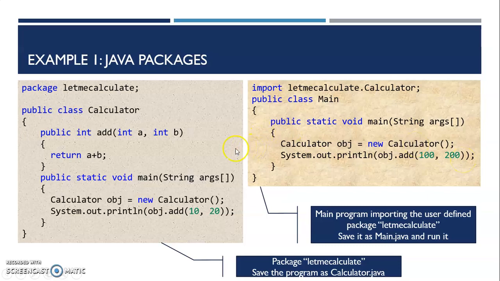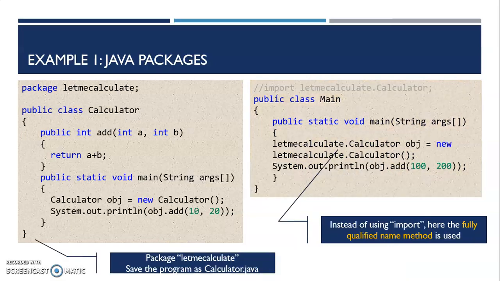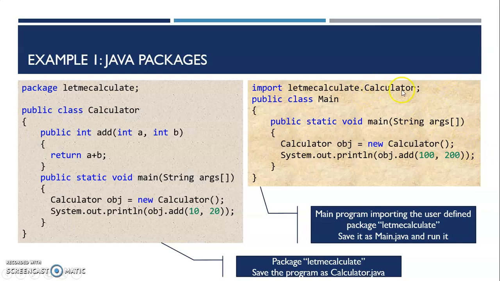We are generating one package, and that package consists of one class, and using another program I am trying to implement that particular class by importing the package. Now here I am directly importing the package, so calculator is now imported into our program, and simply by generating the object of calculator I can access all the properties of the class calculator.